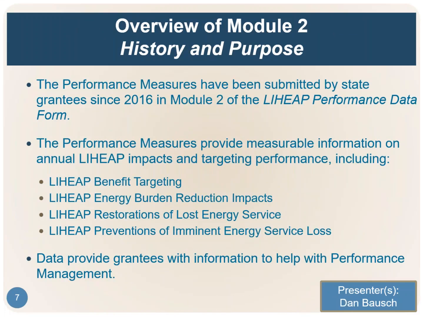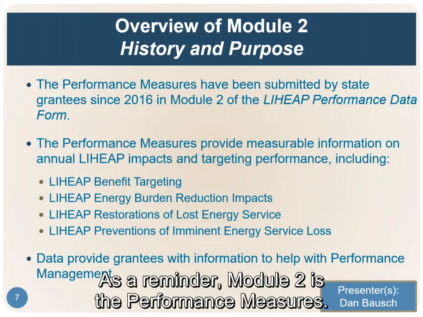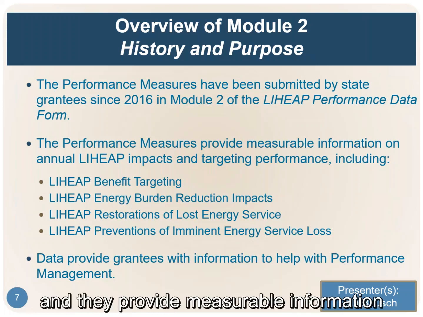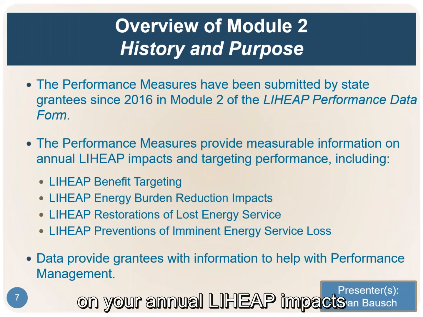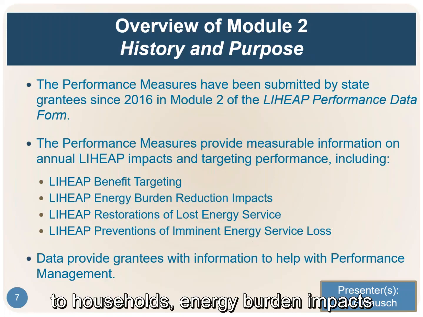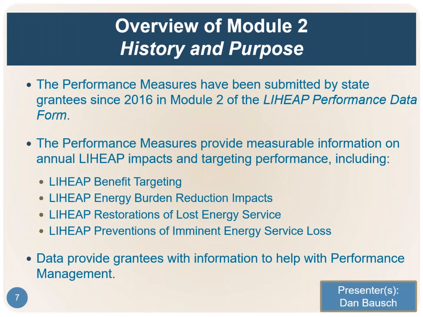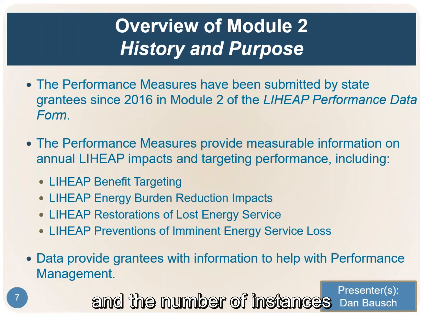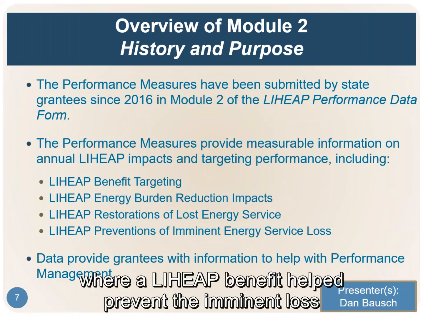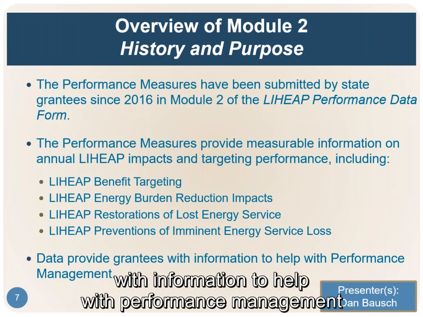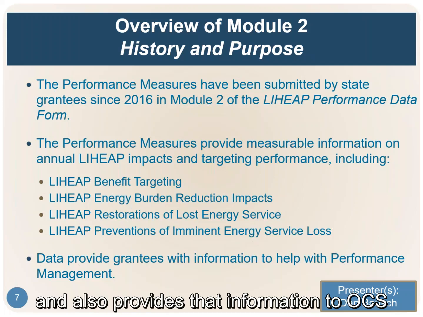And if you go to the next slide, Jorge. As a reminder, Module 2 is the performance measures. States have been reporting those since 2016, and they provide measurable information on your annual LIHEAP impacts and your targeting performance. That includes how you are targeting your LIHEAP benefits to households, energy burden impacts of the assistance that you provide to your households, the number of occurrences where a LIHEAP benefit helped restore lost energy service, and the number of instances where a LIHEAP benefit helped prevent the imminent loss of energy service. So the data that you report in Module 2 provides you with information to help with performance management, and also provides that information to OCS to report to Congress and the public.